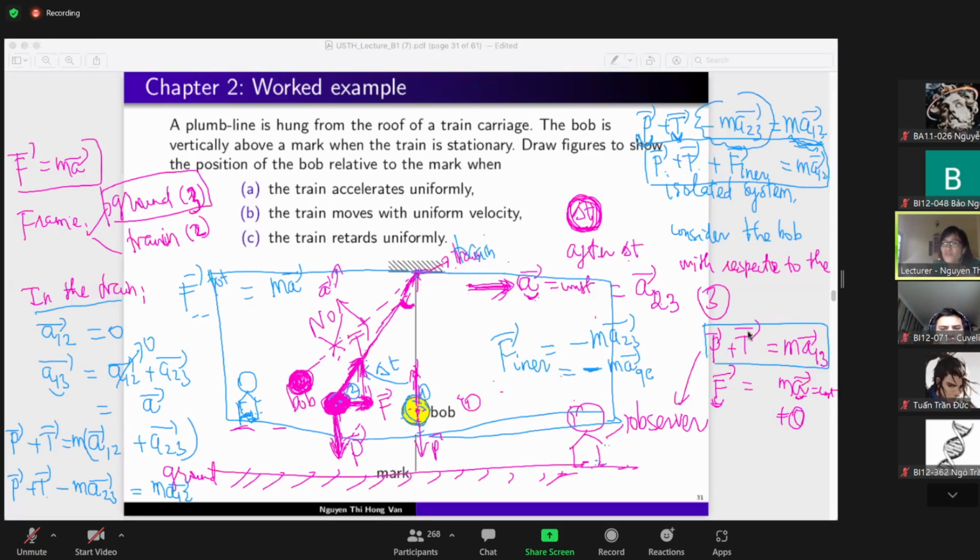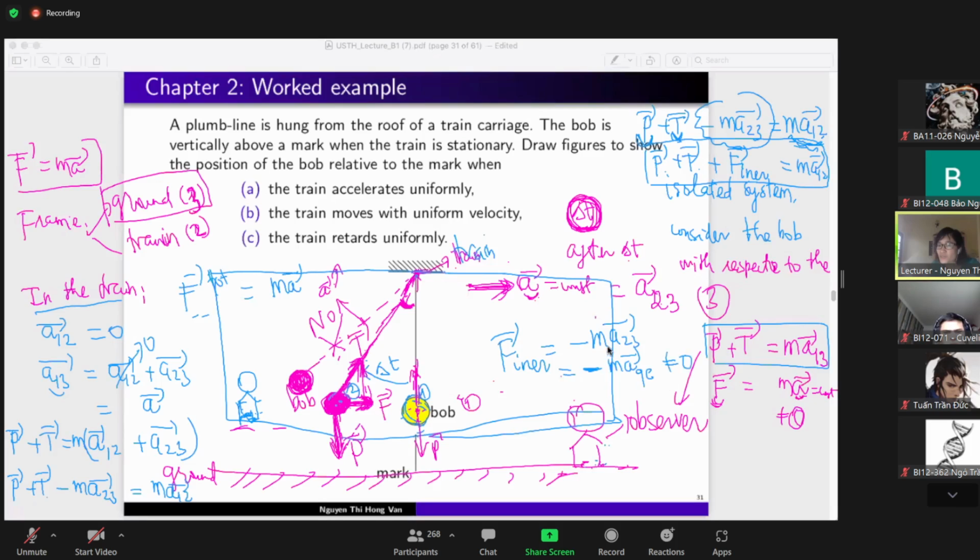Additional to this usual force, you need to add one more force. It's called inertial force. It appears due to the frame accelerating. Okay, is it clear? So when the frame is accelerating, the new force appears.